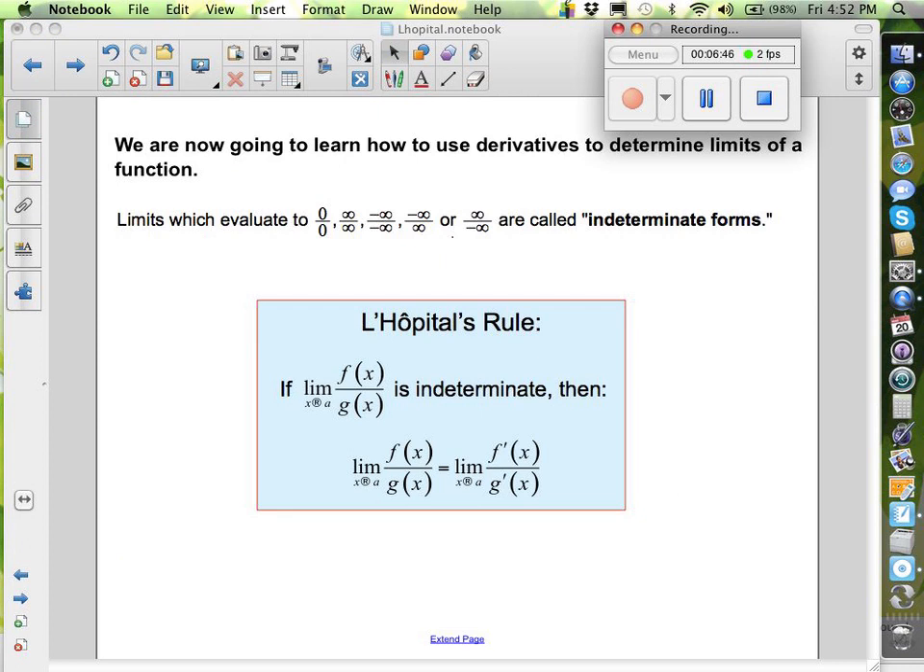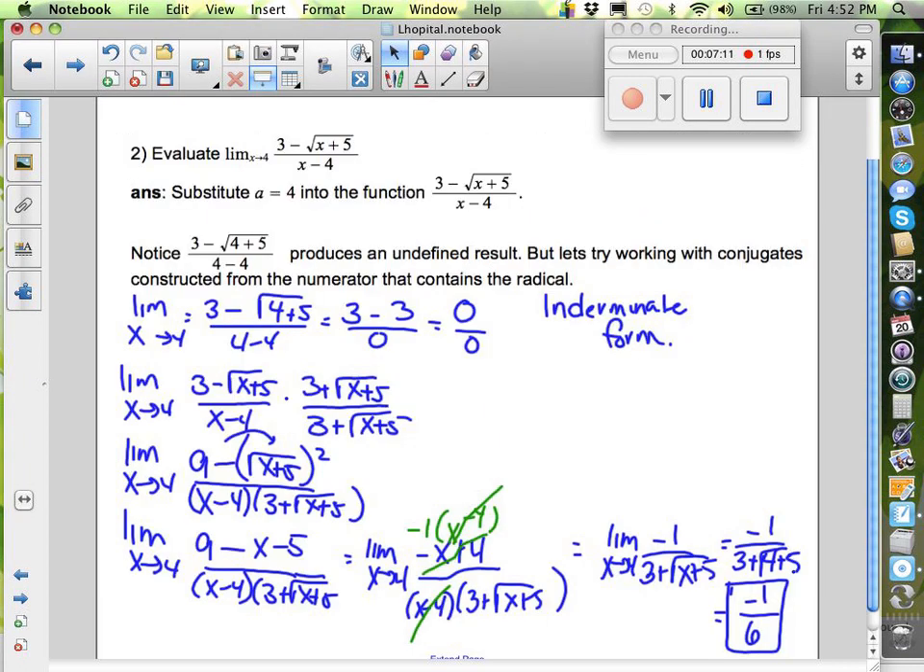So now we're going to look at using derivatives to determine limits of a function. This is called L'Hopital's rule. The only time we can use L'Hopital's rule is if we have an algebraic fraction. In other words, we have a function in the numerator and a function in the denominator, and we can take the derivative of those. And when we say a function, there has to be a variable in both the function that's in the numerator and the function that's in the denominator.